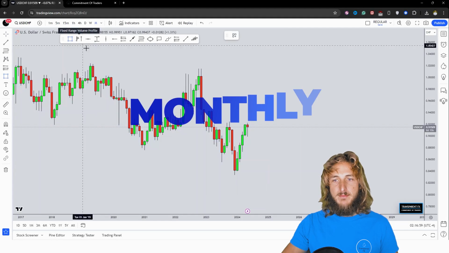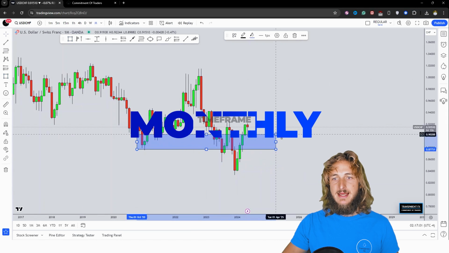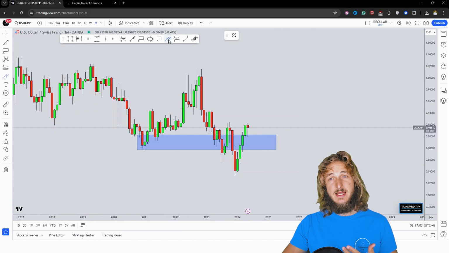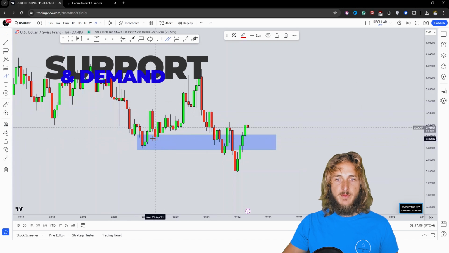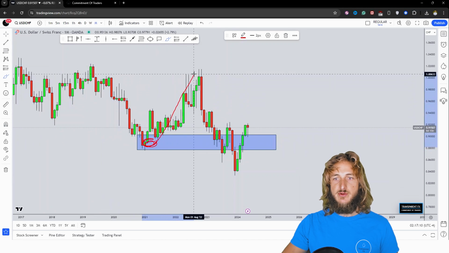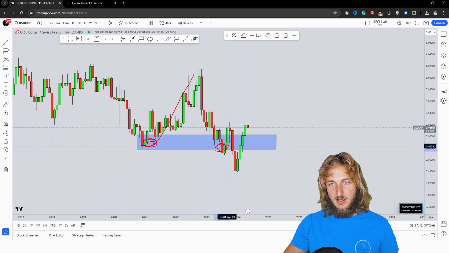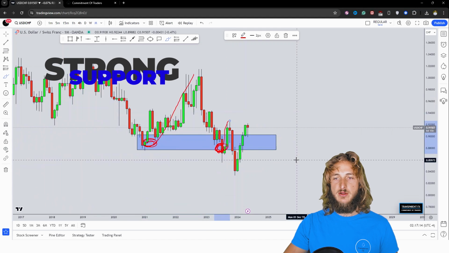Starting here from the monthly time frame, what we can see is that at the moment we have a market which is testing a quite strong monthly support and demand area. From here, in fact, all this previous rejection to the upside was created. Again, here the market tested its zone and rejected it to the upside.